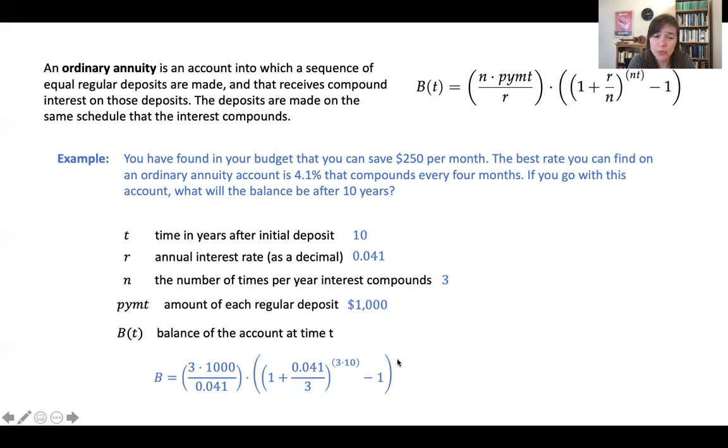But okay, if you successfully put this in your calculator, and I strongly suggest you pause right now and try to calculate it yourself to check to see if you're being careful enough, you should get $36,778.54.